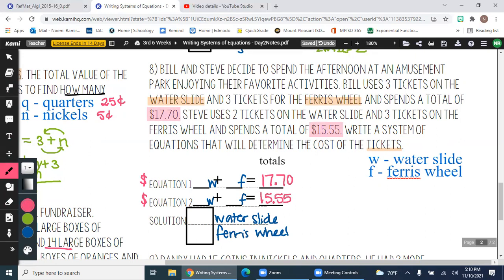1555, there we go. So for 1770, we get 3 tickets on the water slide, 3 tickets on the Ferris wheel. For 1555, 2 tickets on the water slide, 3 tickets on the Ferris wheel. So 2 water slide, 3 Ferris wheel. So that actually gives us a total of $2.15 for water slide tickets and $3.75 for Ferris wheel tickets.